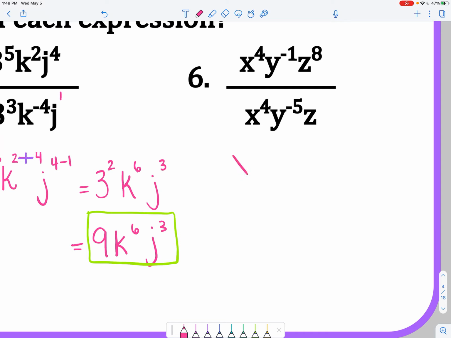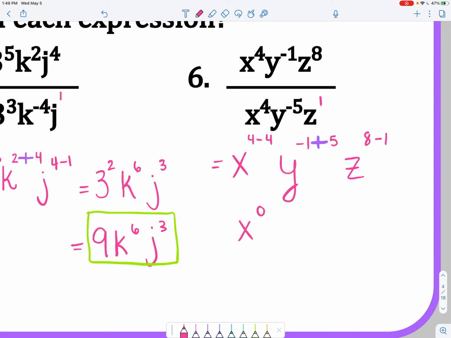For number 6, I'm going to leave my base x the same, subtract the top exponent and the bottom. Leave my base y the same, subtract my top exponent and my bottom. Again, we're doing a negative minus another negative, so 2 negatives will make this a plus. We're still going to end up subtracting here though because their signs are different. I've got a negative and now a positive. And then z to the power 8 minus that invisible 1 that's understood to be there.